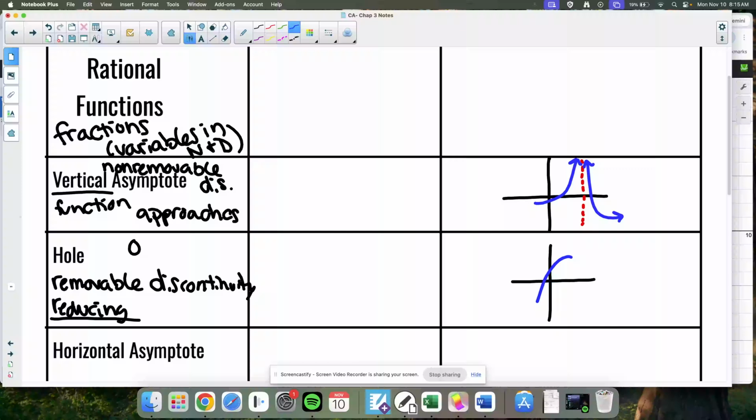And then if you have a hole, what that ends up looking like is the function is going to be fine and normal until a certain part. And then you're going to have a hole, and it's going to go to the other side. So a hole just means something reduced out at that point in the equation, which means if we go to the original domain restrictions, it's not going to work.